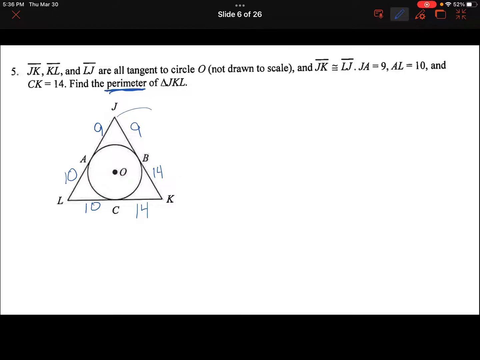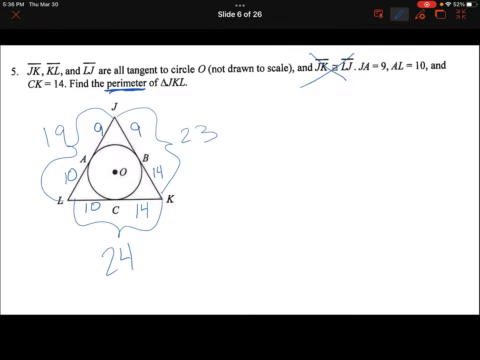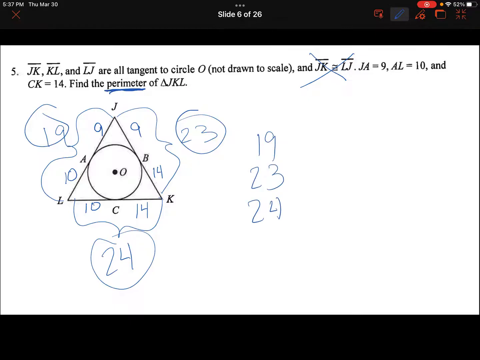So with these given measures, the length of LJ is 19, and the length of JK is not 19, it's 23, so they can't be congruent. But if we're just looking for the perimeter here, then we just need to add up the lengths of all those sides. And we did this a little bit differently in class, and I'll show that again in just a second. And I will verify this answer and correct it if I need to.